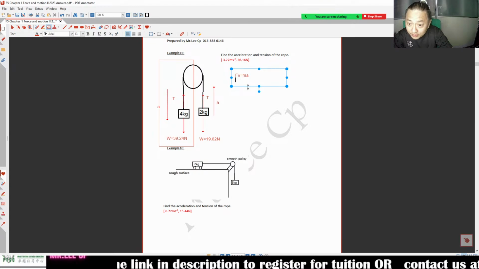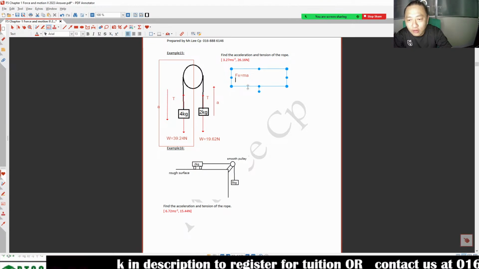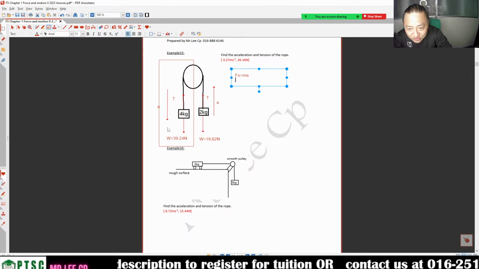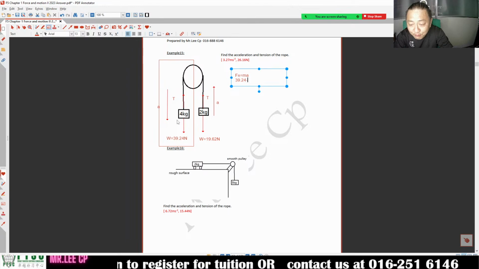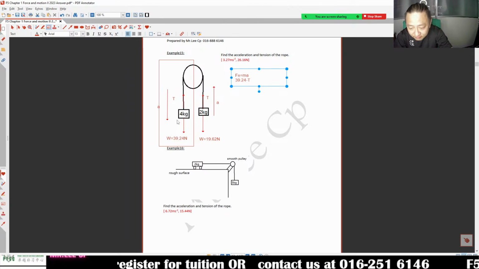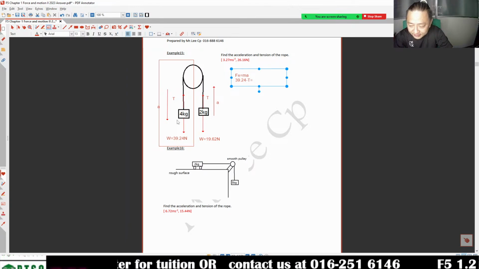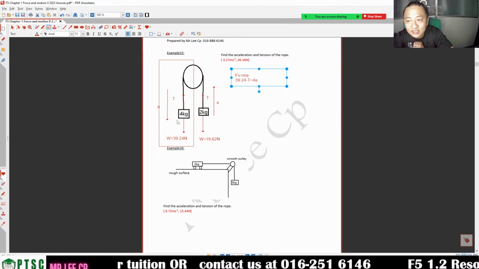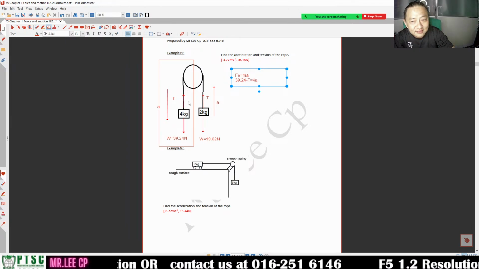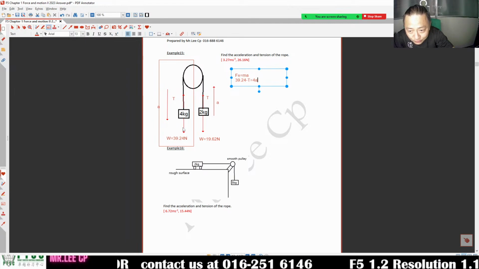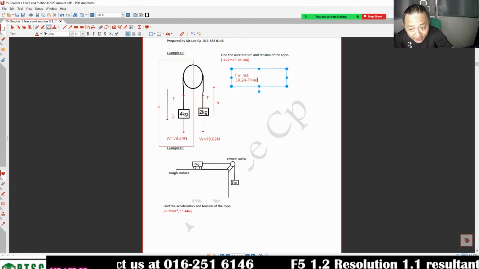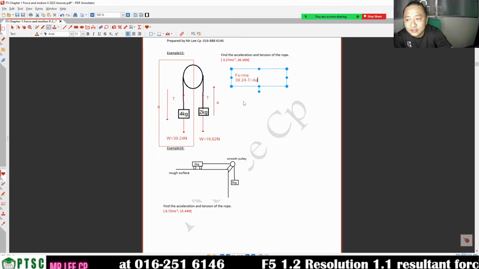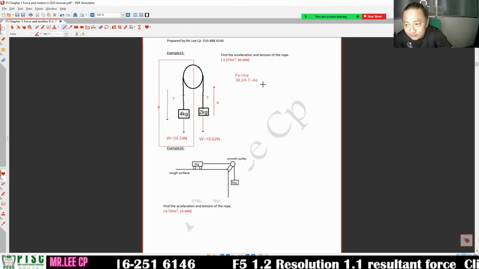Okay, because you said it is going downward, 39.24 minus T is equal to 4A. Am I too fast? 39.24 minus T, bigger minus smaller, is equal to 4A, that is MA. This is the first equation.